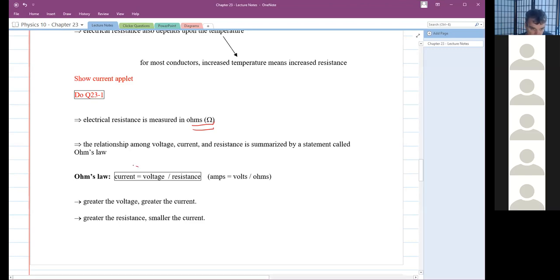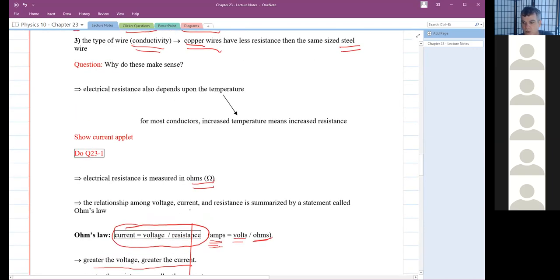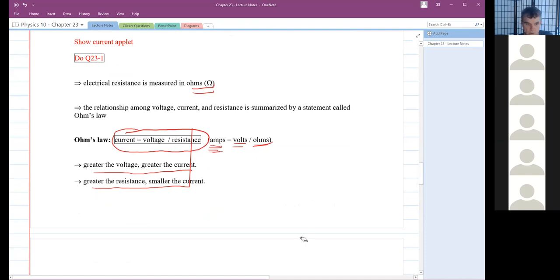So as I've written before, Ohm's Law basically says how much current you get flowing equals the voltage you connect the circuit to divided by the resistance of the circuit. In terms of units, how many amps of current you get equals how many volts you connect it to divided by how many ohms of resistance. Greater the voltage, greater the current. Greater the resistance, smaller the current.